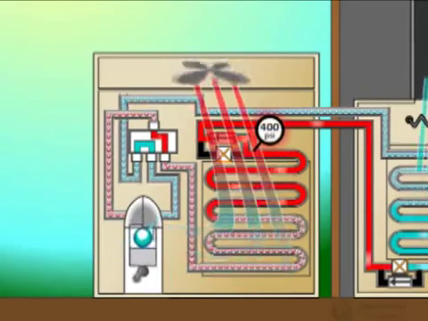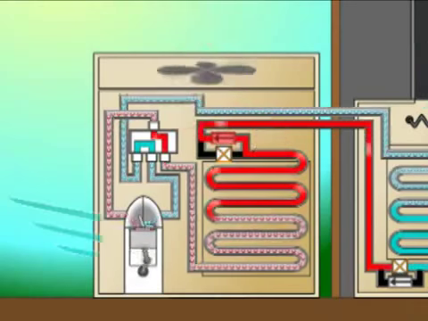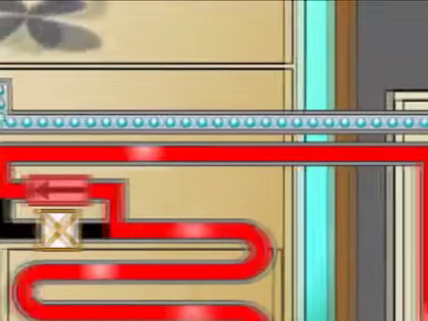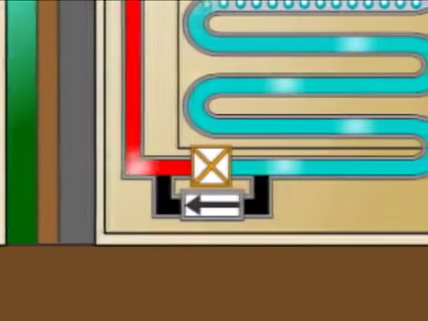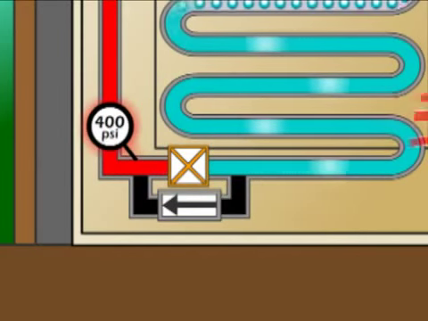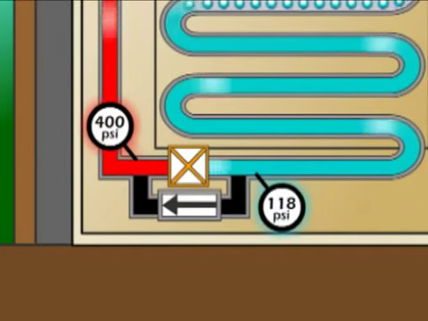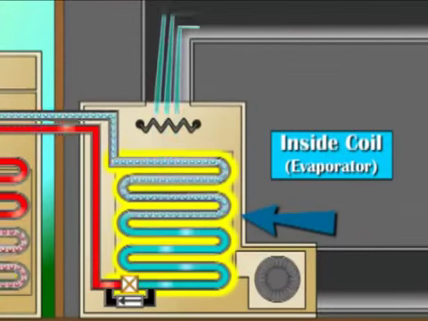The refrigerant, now cooler but still under high pressure, travels along the liquid line to the indoor unit, where it is forced through the second expansion valve. This valve partially restricts the flow of refrigerant, creating the needed decrease in pressure, which allows the refrigerant to start evaporating. As the refrigerant evaporates, it absorbs heat from the passing air.